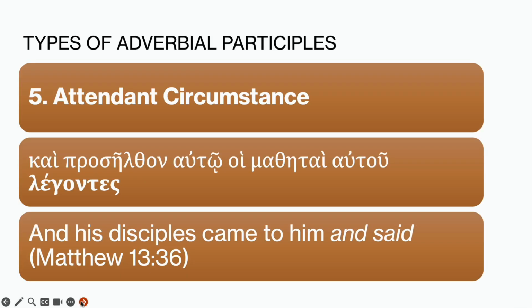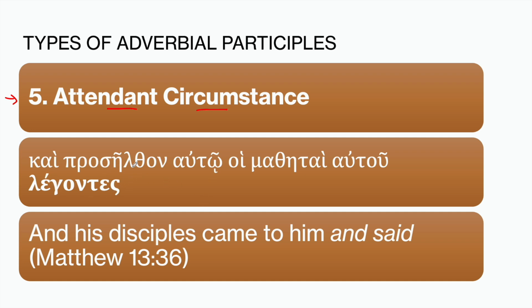And finally, this is one that's not listed in the book, but it's one that I added because it does happen a fair amount, specifically with verbs of saying. So I call it attendant circumstances. Sometimes the participle just simply tells you about action that accompanied the action of the main verb. And so in that case, what we do is, well, I'll show you the example first.